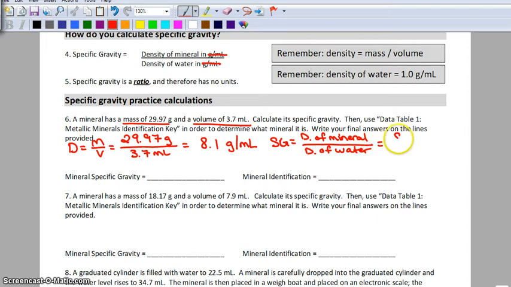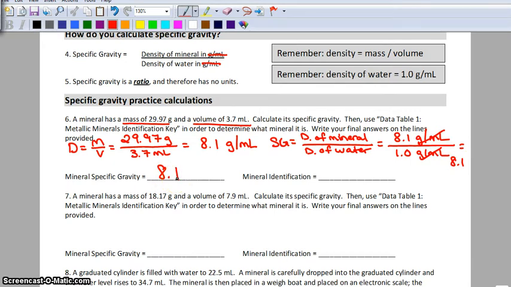So the density of the mineral we just calculated, 8.1 grams per milliliter. The density of pure water at standard temperature and pressure is going to be 1. So our units cross out, and our final answer is 8.1.